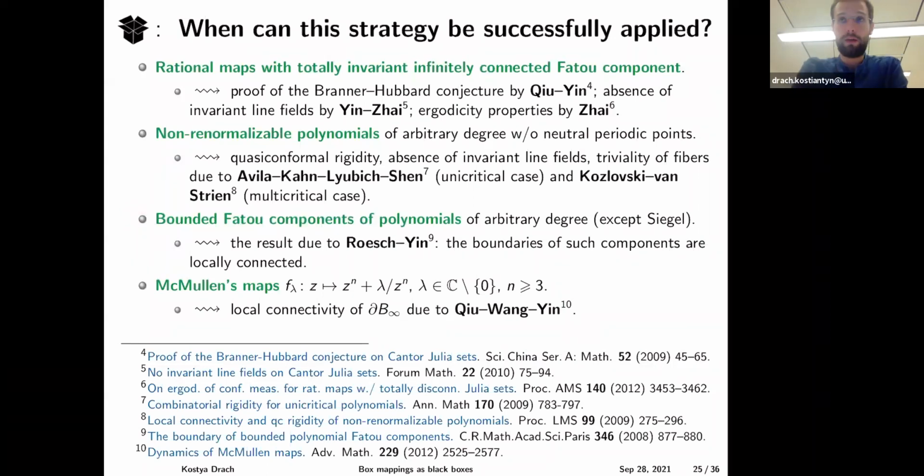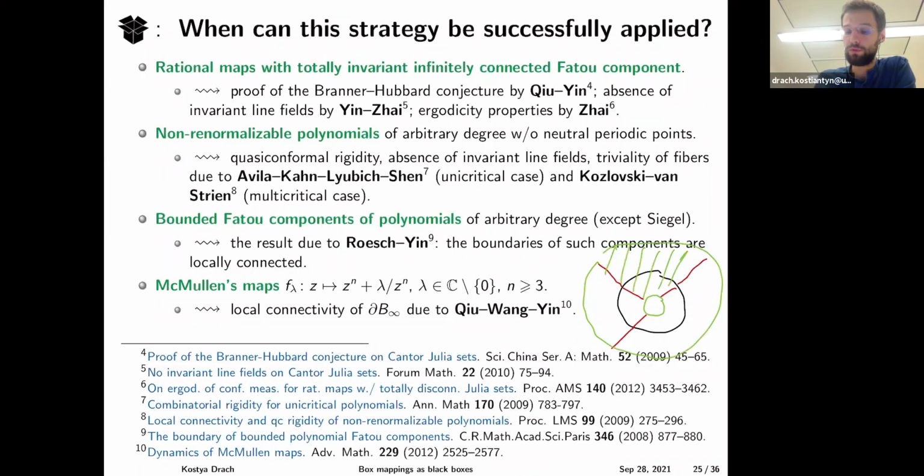Another example is the result due to Roesch and Yin, which proved that the boundaries of bounded Fatou components of polynomials of arbitrary degrees, which are not Siegel disks, are locally connected. And this is a situation where the construction of puzzle pieces is a little bit different. What one can do, if this is what I drew as a Fatou component, is take landing external rays, periodic rays, co-landing internal periodic rays, and we can crop this whole picture with internal equipotential and external equipotential. And with that, we arrive at these sets, which partition the boundary of the Fatou component. And these are the puzzle pieces that they defined.